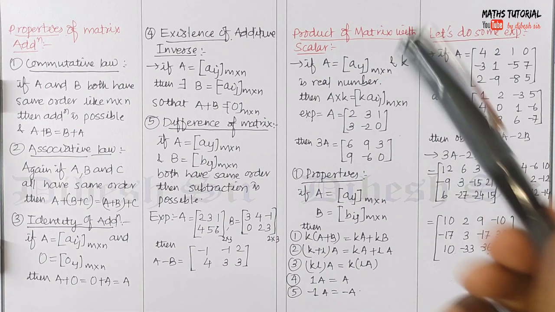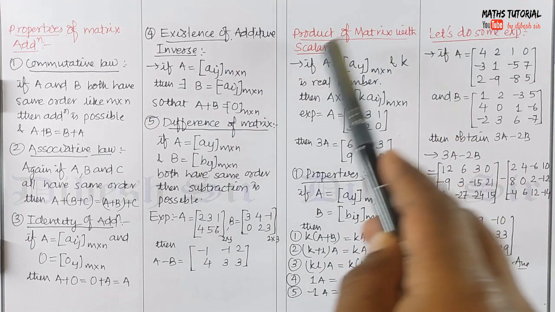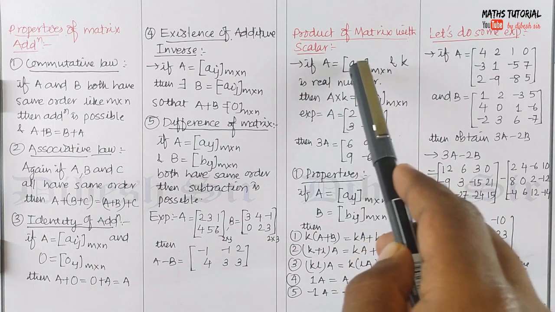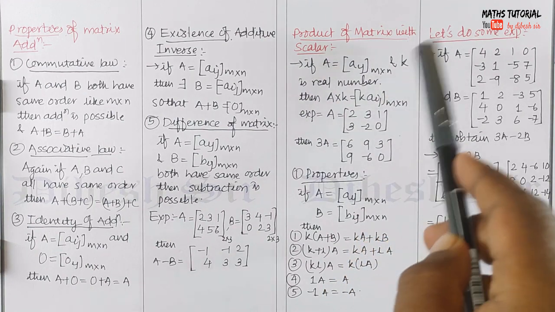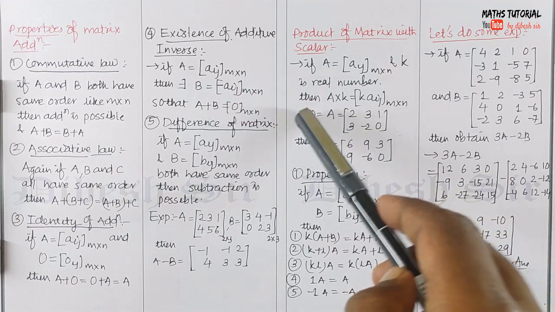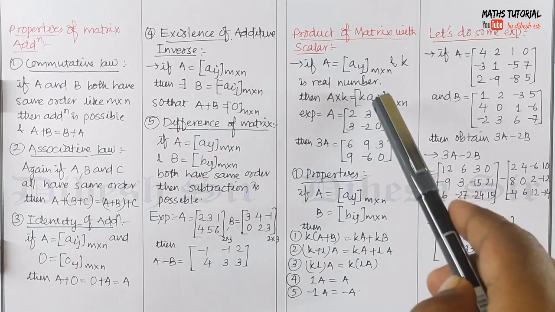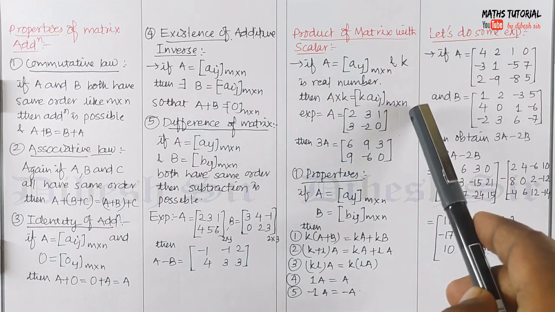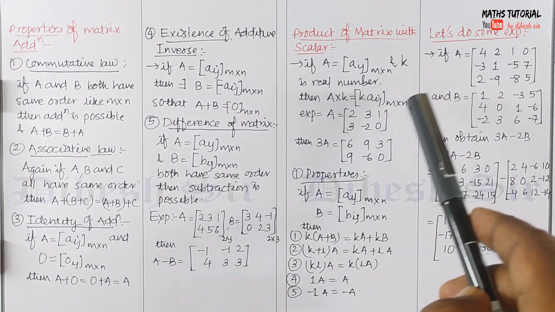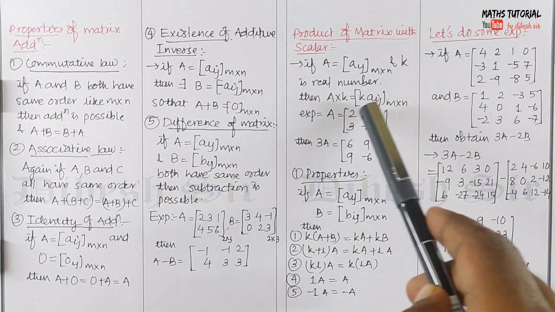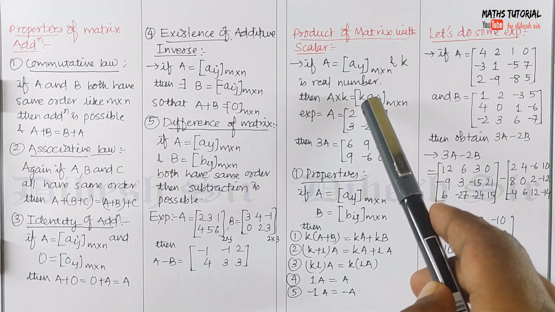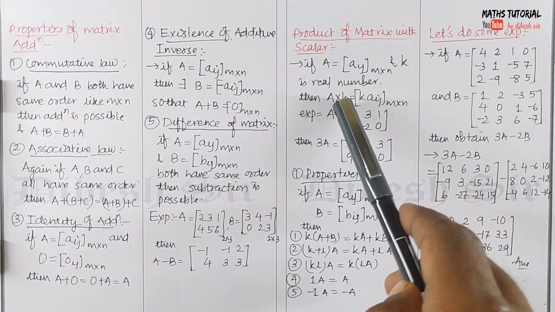Next, product of matrix with scalar. If A = [aij] m×n and k is a real number, then A times k is equal to [k aij] m×n. This means we simply have to multiply a real number with a matrix.